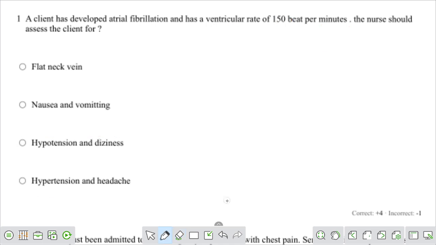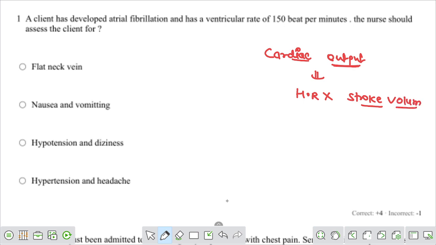If the examiner asks what cardiac output is: cardiac output is heart rate multiplied by stroke volume. What is stroke volume? Stroke volume is the volume of blood pumped by the heart in one single contraction. When your heart contracts a single time, the volume of blood pumped by your heart is known as stroke volume, and the normal stroke volume is 70 ml.